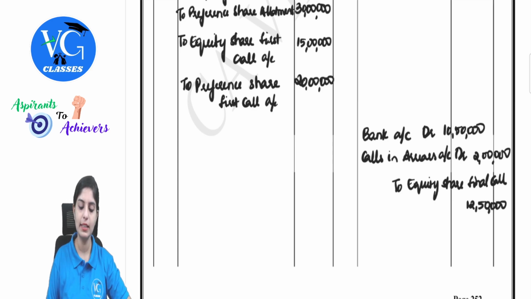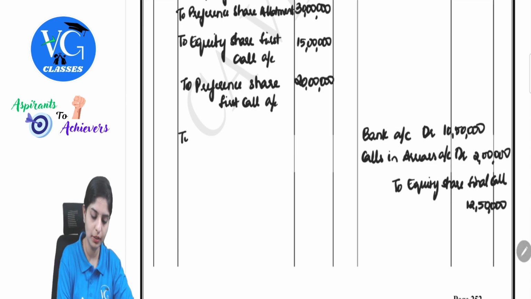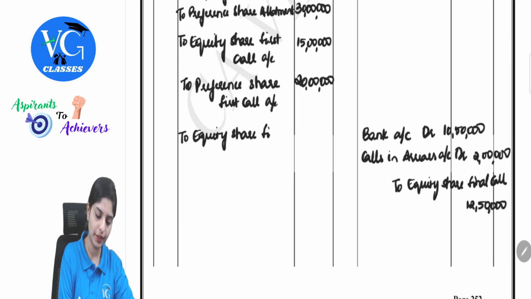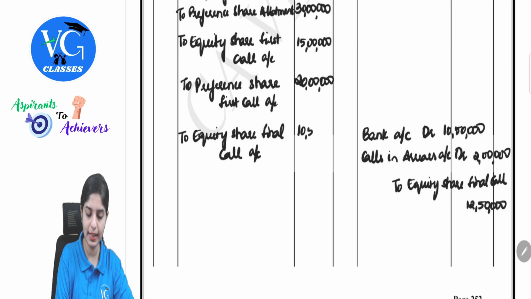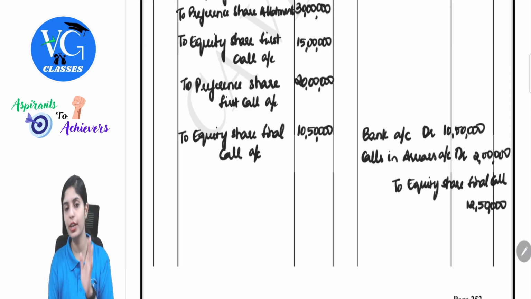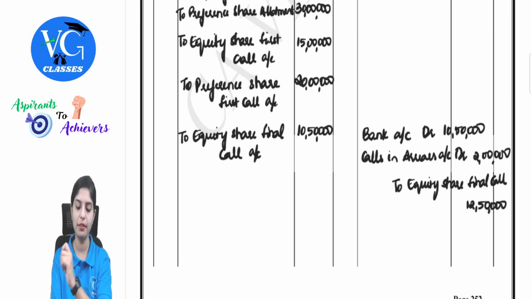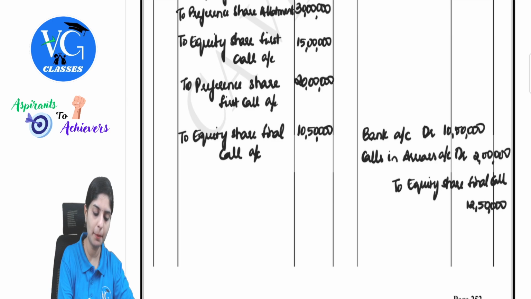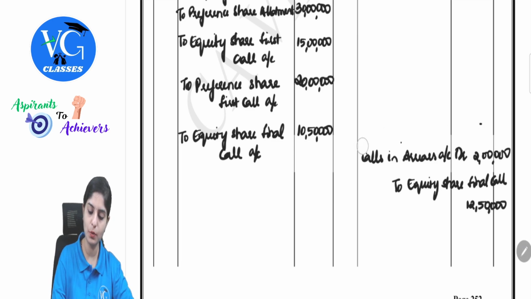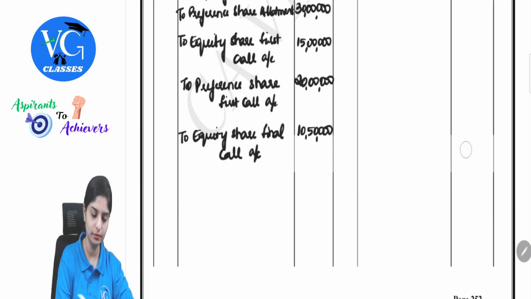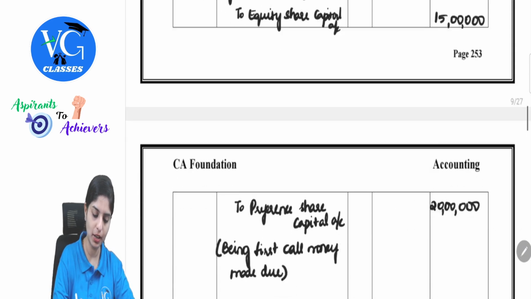So, how do we record this? Whatever represents 10 lakh 50 will appear in the cash book, to equity share final call account. The amount I enter is 10 lakh 50. Be very, very careful. So in the journal entry, what will remain? Calls in arrears account debit to equity share final call with 2 lakh. So this is how we will present the entry. The same applies for preference as well. So first we will record this entry.